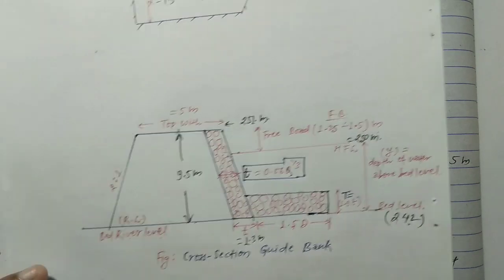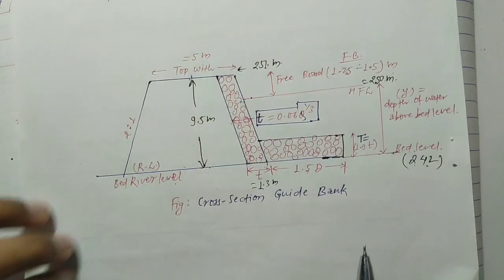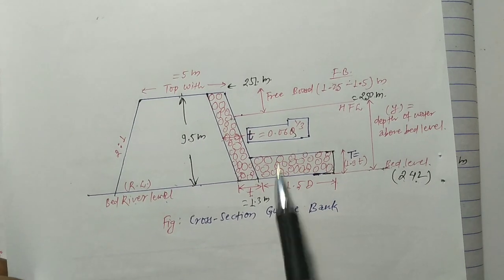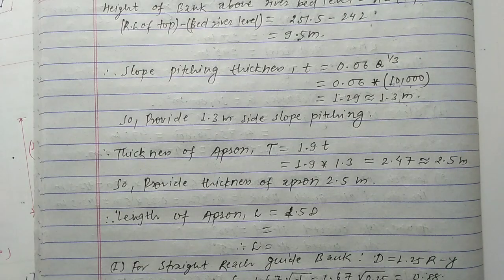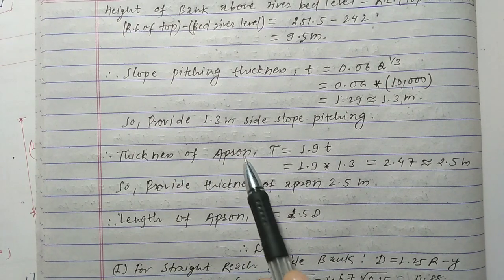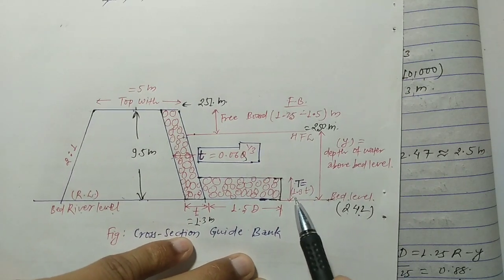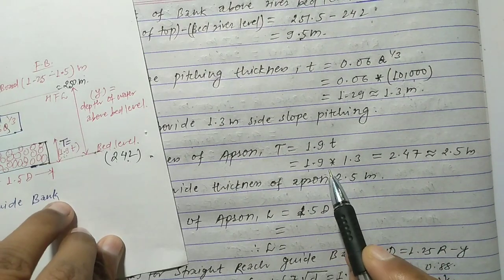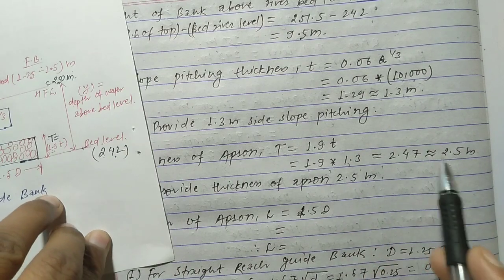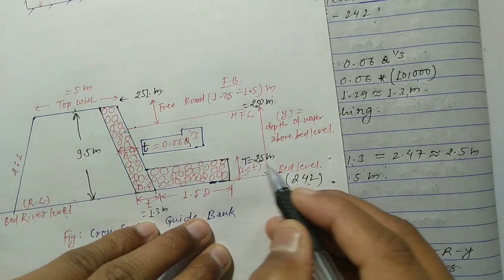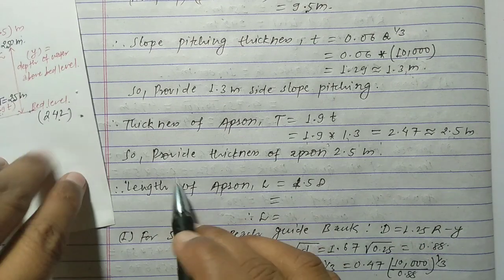We have to provide different calculated data over here in this figure. Okay, and in the exam you must provide this figure with these different calculated values. Now we have to calculate thickness of apron, that is the value of capital T. This value can be calculated using this formula: 1.9 times t, and the value of t is taken 1.3. This value becomes 2.5 meter. So we have to provide capital T equal to 2.5 meter. Okay, you have to mention in this figure the thickness of apron equal to 2.5 meter.